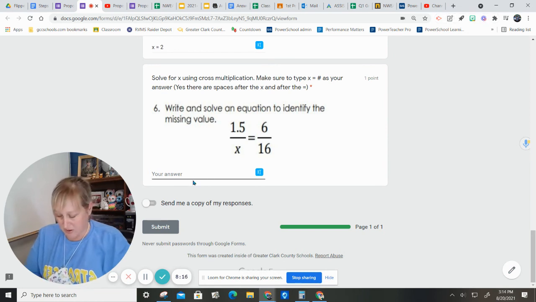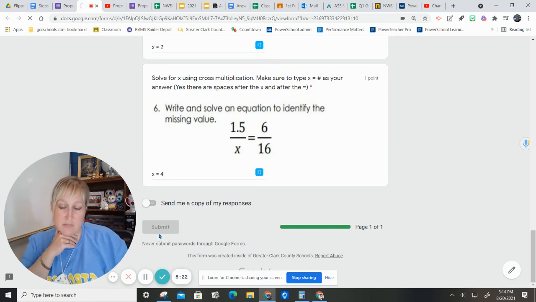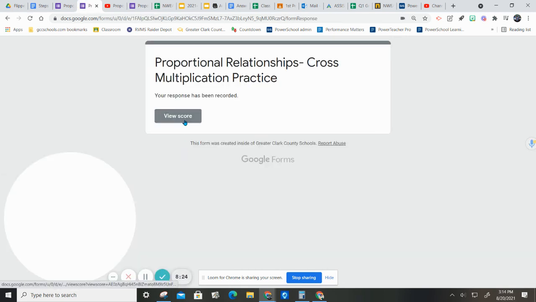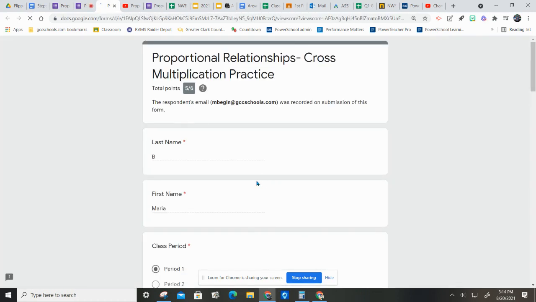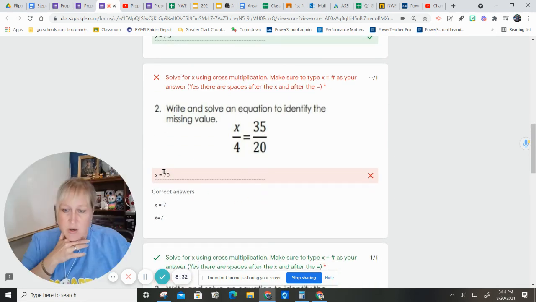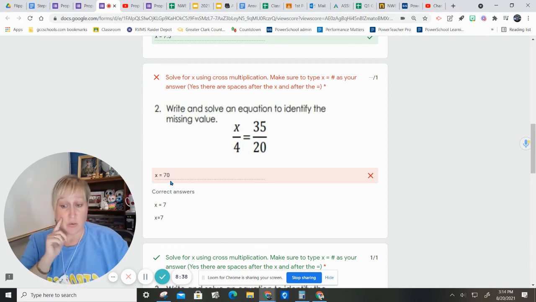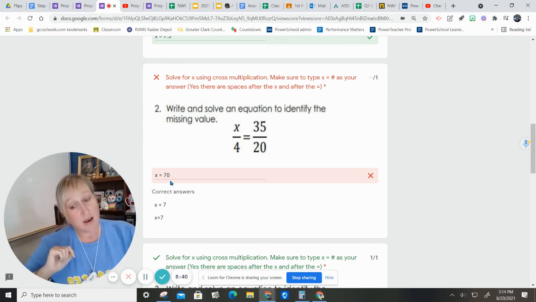So assuming x space equals space 4, assuming I have no mistakes, I should be able to hit submit. Check to make sure my score is correct. Ooh, I typed something wrong. Let's see. Oh, Miss Beacon added a 0. But what I said and showed was correct. So hopefully you were paying attention to what I said and not what I typed.